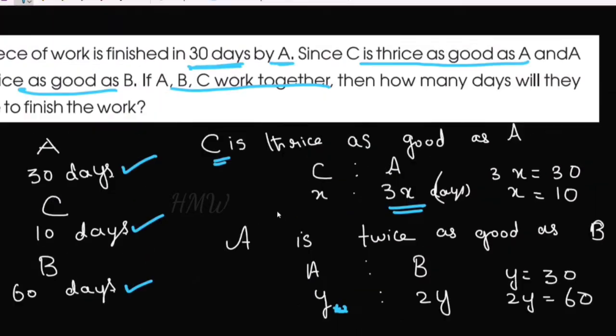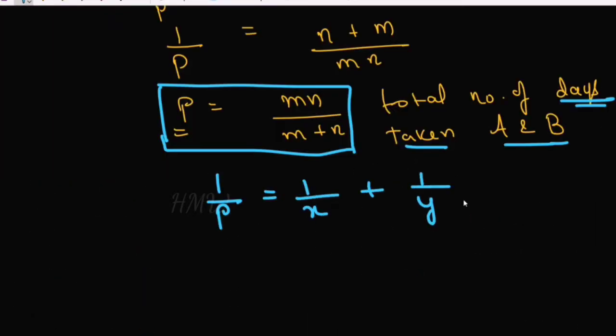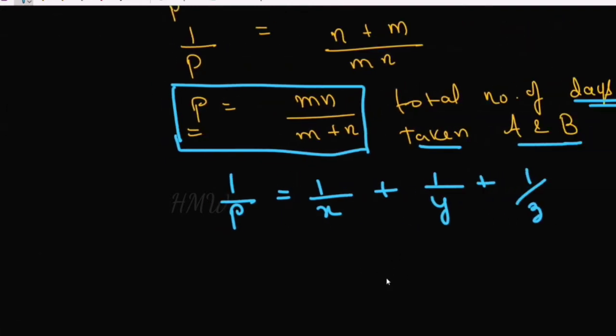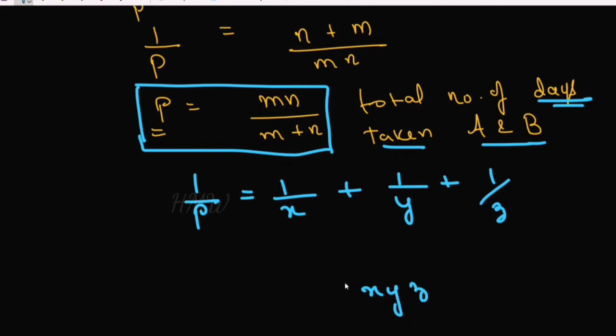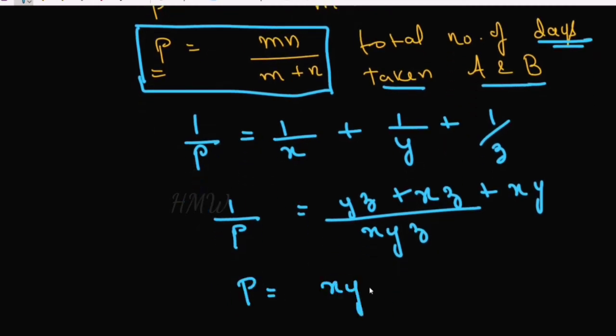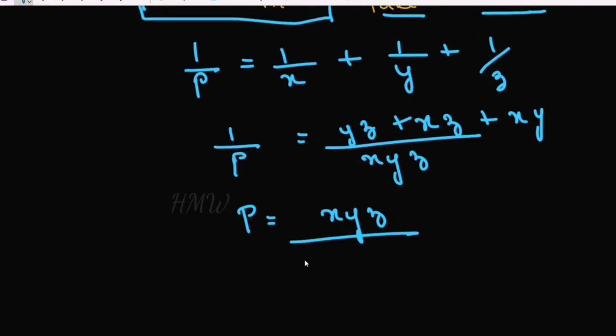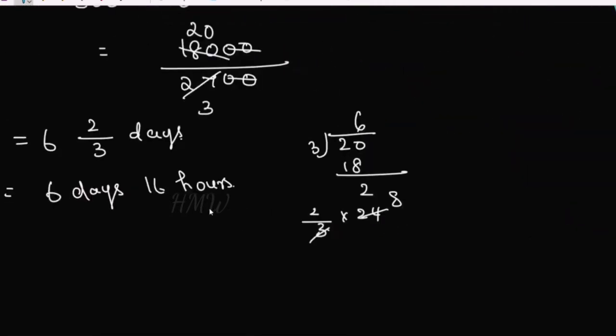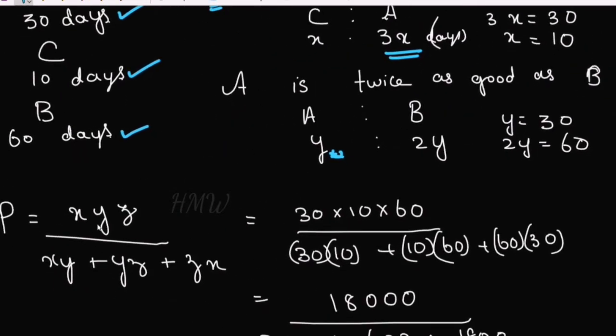You can derive this also. In the same way, if 3 people are working, take the LCM and you will get the same formula there. So if you take the LCM, it will be XYZ, then you cancel, XZ plus XY plus YZ is 1 by P. So take the reciprocal, P is equal to XYZ by XY plus YZ plus ZX. So we can directly use that formula here.